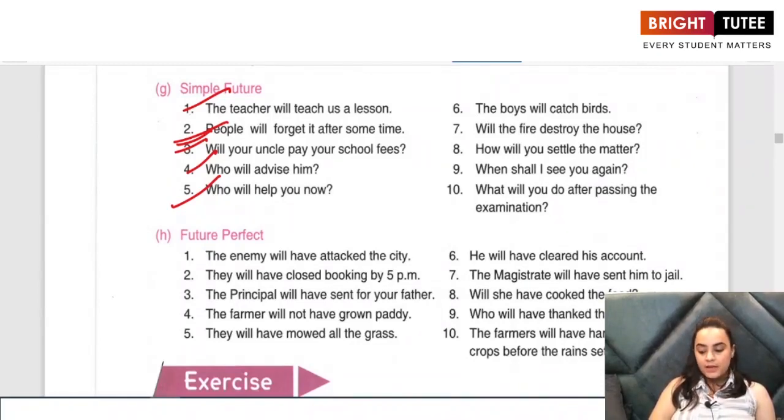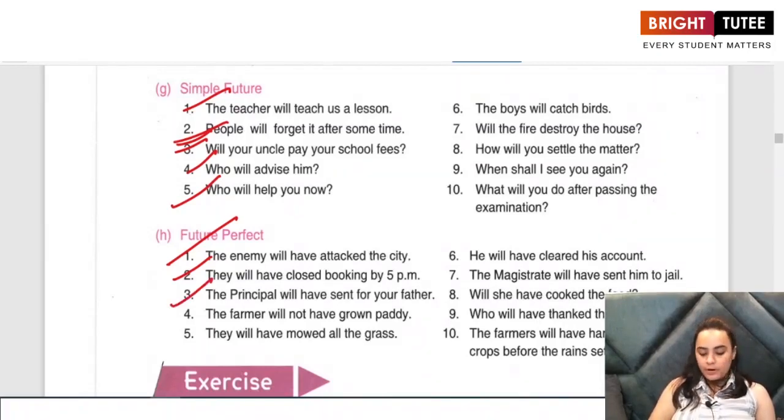The enemy will have attacked the city. The city will have been attacked by the enemy. They will have closed booking by 5 p.m. The booking will have been closed by them by 5 p.m. The principal will have sent for your father. Your father will have been sent for by the principal.